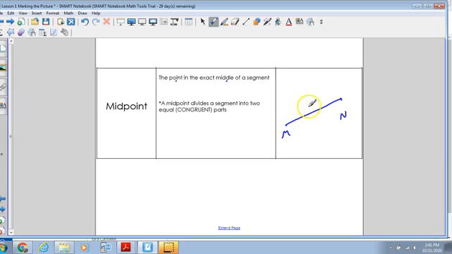And let's say P is the midpoint of MN, then that means that segment MP is congruent to segment PN, because middle means points in the middle, and those 2 segments are equal to each other. They are equal halves.